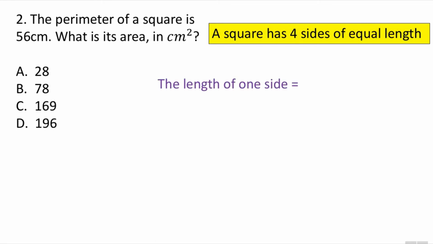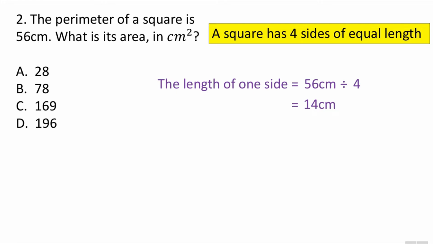So if we know that the perimeter of the square is 56 centimeters, it therefore means to find the length of one side of the square, we need to do 56 centimeters divided by 4. Okay, and if we do 56 divided by 4, that's equal to 14, and that's centimeters. So what we're saying is that one side of the square measures 14 centimeters.